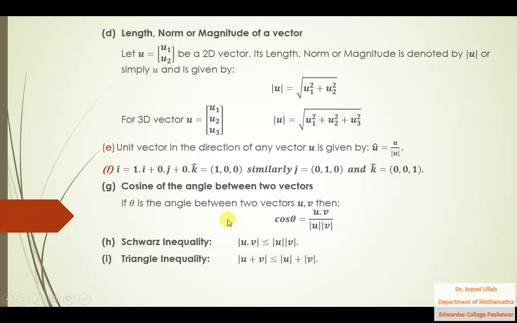And the other one is the triangle inequality. In the Schwarz inequality, there is a dot between u and v, and in the triangle inequality, there is a plus sign between u and v. The inequality remains the same. If there is a dot, we will put multiplication between these two. If there is a sum, we will put plus between these two magnitudes. So that is the triangle inequality.